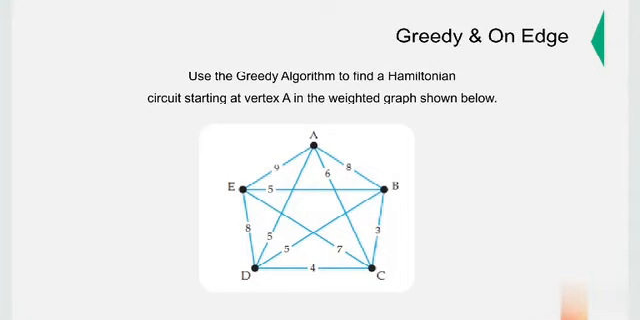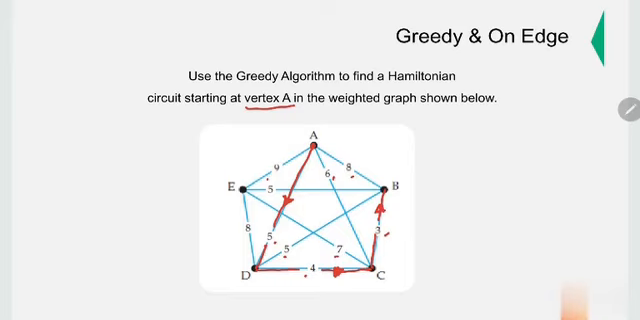Okay, let's start with A, starting at vertex A. So, 8, 6, 5, and 9. I'll go to 5, of course. Five, 4, of course. I'll go to 4. Okay, I can already see 3, but check out the other. Okay, 3.